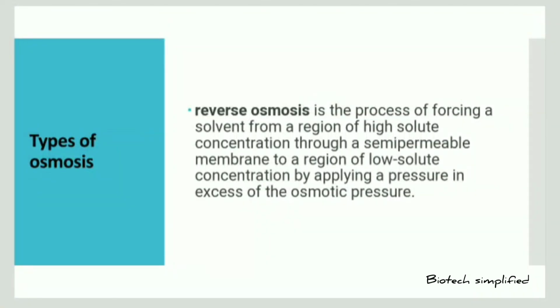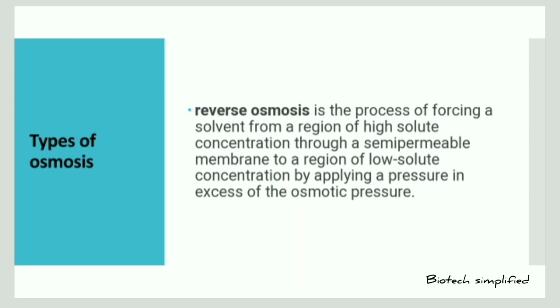So now let us discuss what the types of osmosis are. The first type of osmosis is reverse osmosis. In reverse osmosis, the solvent is allowed to flow from a region of high solute concentration to a region of low solute concentration through a semi-permeable membrane. And this flow is allowed by applying a pressure which is in excess to the osmotic pressure.